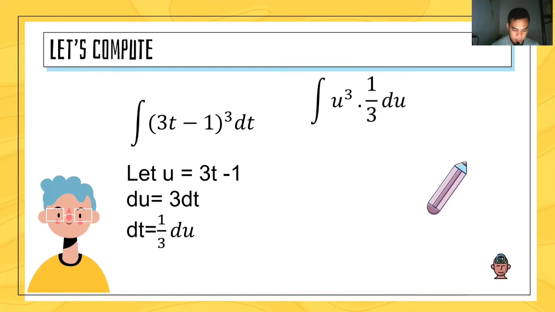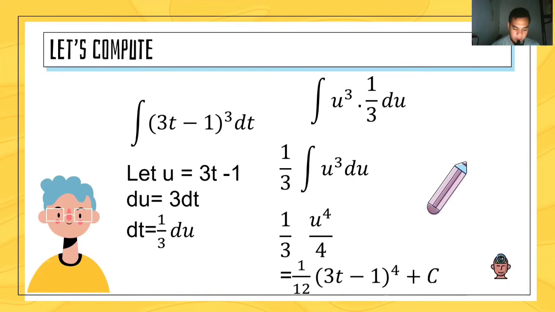So we integrate u cubed, substituting for dt. We now have 1/3. Since 1/3 is just a constant, we can apply the constant rule, so we let 1/3 stay outside the integral sign. So it will be 1/3 the integral of u cubed du. Now performing the variable rule, we have u raised to 4 over 4. Now we can substitute the u here, which is 3t minus 1. So it will be equal to 1 over 12 times the quantity 3t minus 1 raised to 4 plus the constant c.